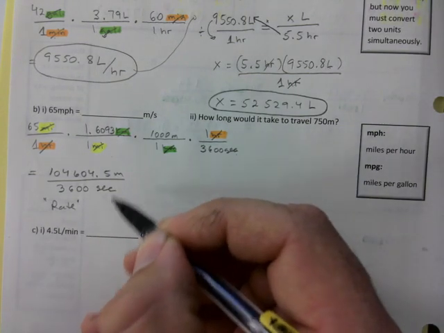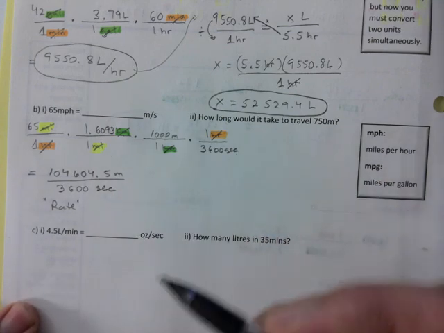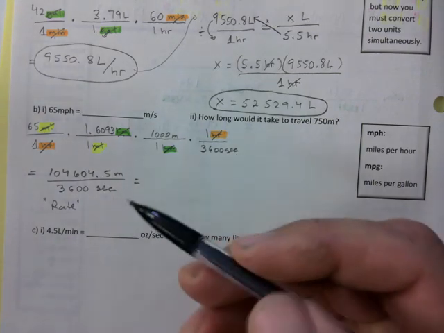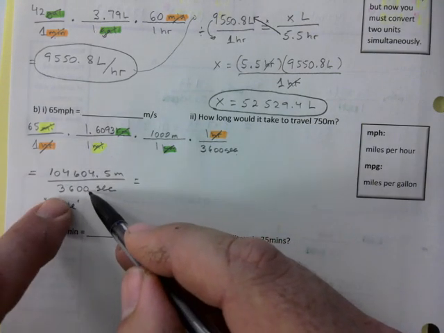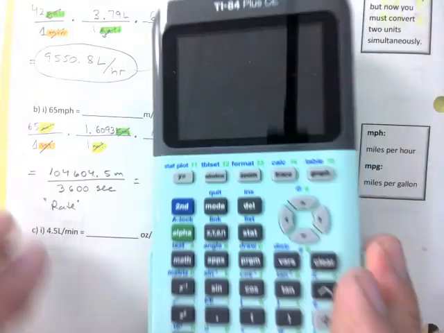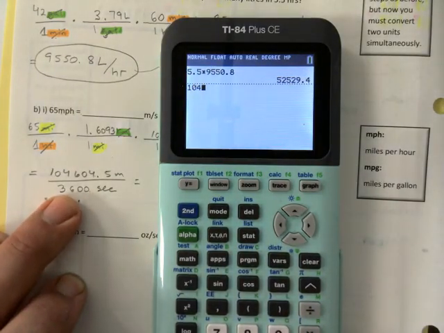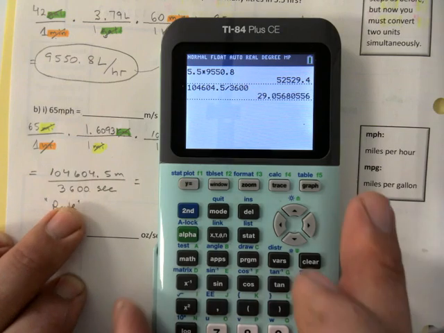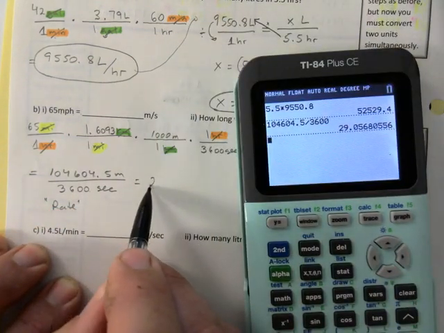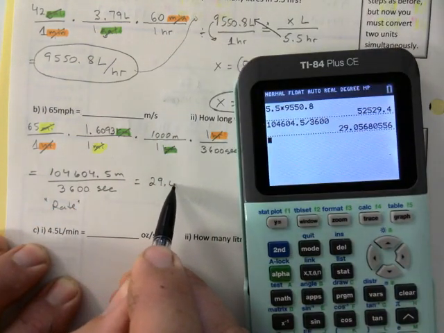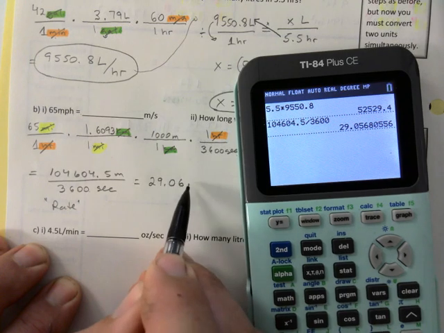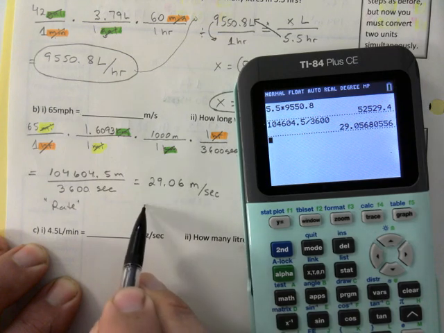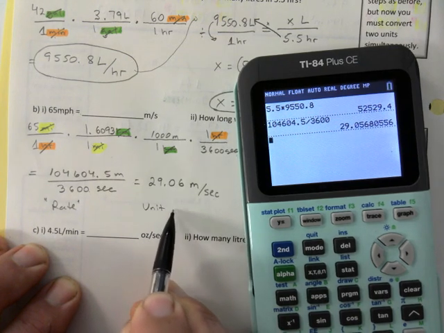Still a rate. It's still a rate. And now I'm going to talk about the unit rate. When you divide them, so when you divide the top by the denominator, what do you get? 604.5 divided by 3,600. You get that. That is what we call a unit rate. 0.06 meters per second. And this is called a unit rate.